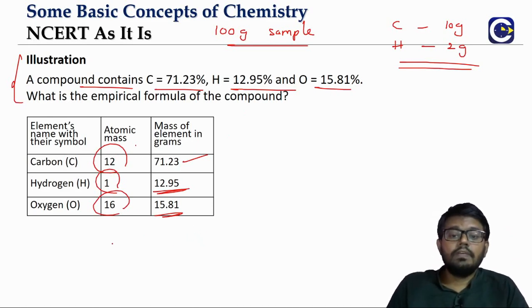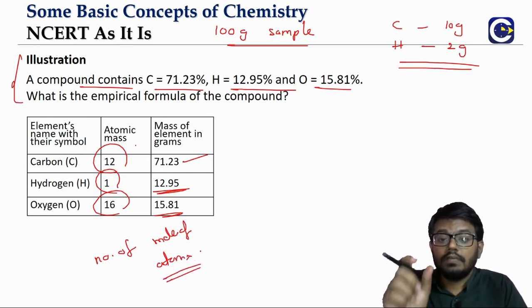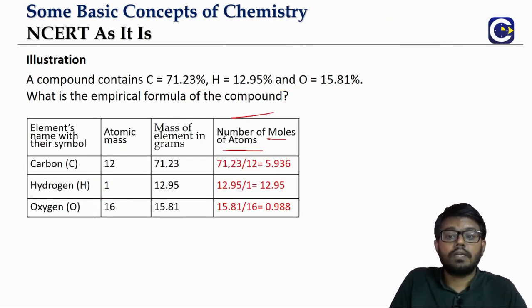From here we will calculate the number of moles of atoms for each element, right? How do you do it? Given mass by gram atomic mass. So for each of these elements, carbon is 71.23 by 12.